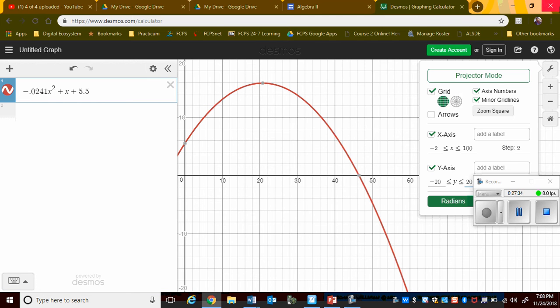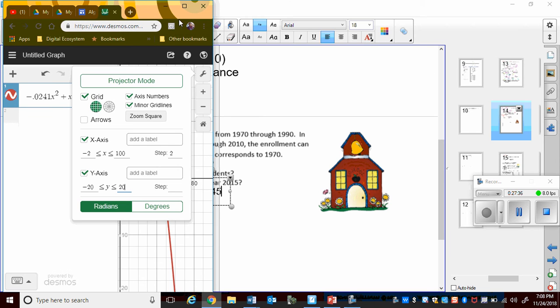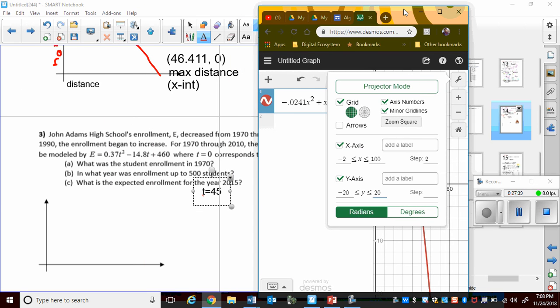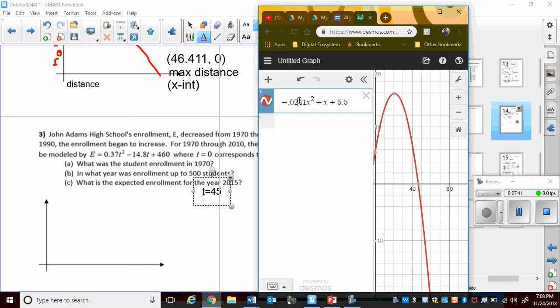Okay? So we're going to go through it together, if you haven't done it already. And we're just going to go put our equation in. So I'm minimizing and pulling this over so we can see the screen clearly. I'm going to X this equation and put in my next equation, 37. Let me see if I can use T. T squared minus 14.8T. So I'm going to say, what's my other variable? Enrollment. E equals.